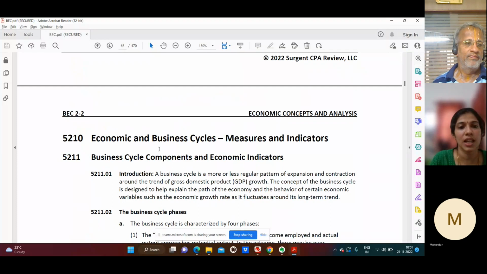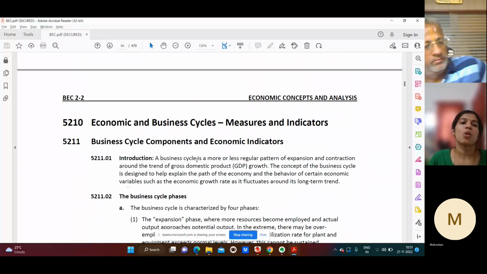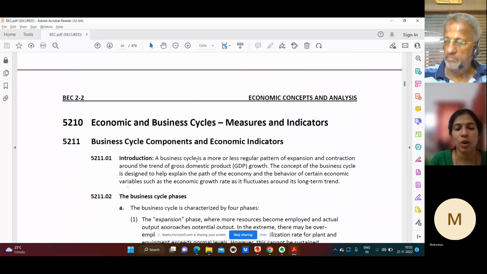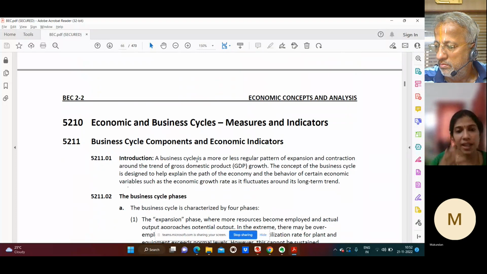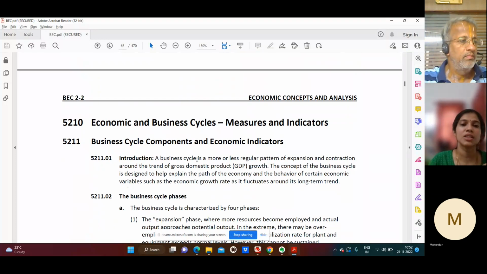So economic and business cycles, and what are the indicators of that? What is a business cycle? If you think of a business cycle, it is nothing but the phases through which every business goes, right? So every business, once you start a business, for example, you start a business tomorrow, obviously you're going to make an investment, you're going to employ people, and then you're making capital investment, all that.